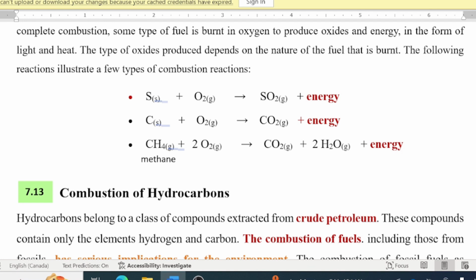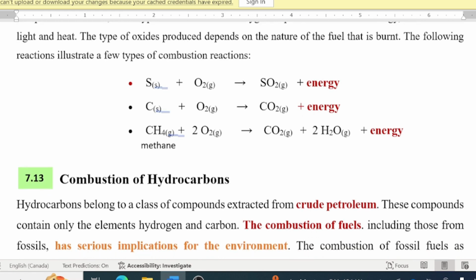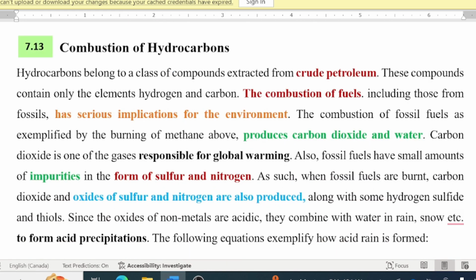So here, if some amount of sulfur is being burnt, you will end up with sulfur dioxide. Carbon will give you carbon dioxide, and if you burn a hydrocarbon such as methane, you'll end up with carbon dioxide and water. Now, combustion of hydrocarbons. Hydrocarbons belong to a class of compounds extracted from crude petroleum. These compounds contain only the elements hydrogen and carbon.